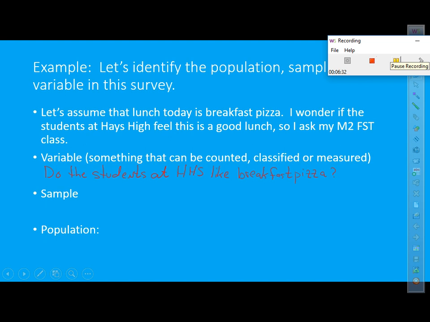So here goes again. The variable, or the variable of interest, is simply this. I'm trying to figure out, do the students at Hays High School like breakfast pizza? That's why I'm doing the survey. That variable can be classified or answered.